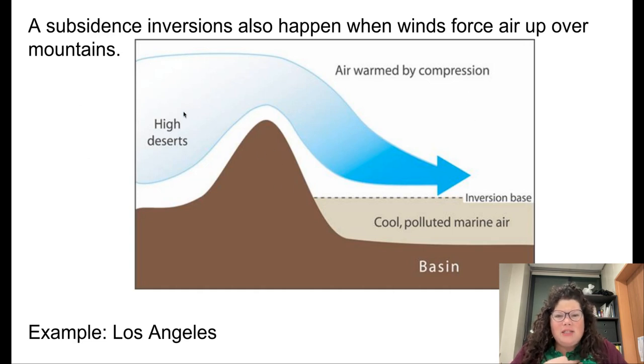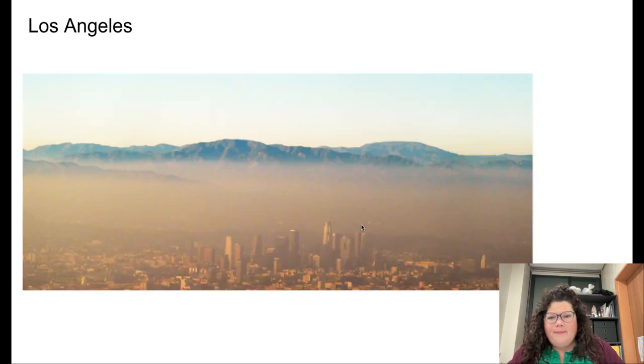So high pressure system blowing this air, that air compresses as it goes over the mountains, and then it lands right on top of a very cold layer of air coming off the ocean. So this is Los Angeles here, and you can see this is a big layer here due to the inversion.